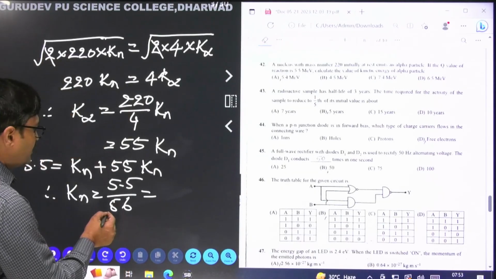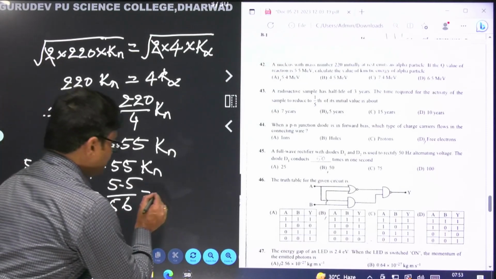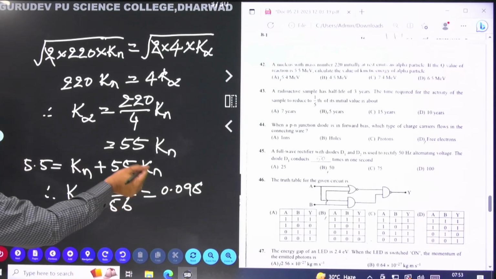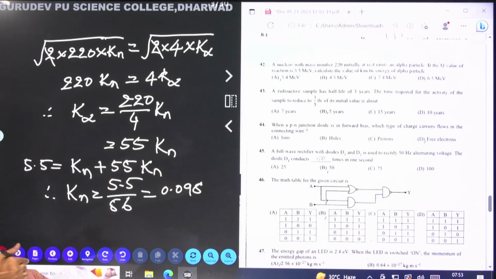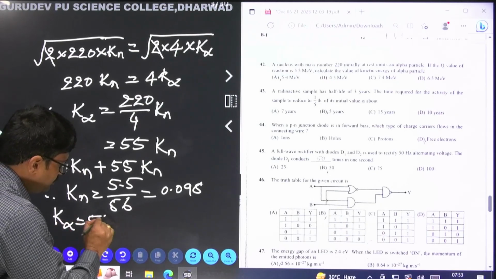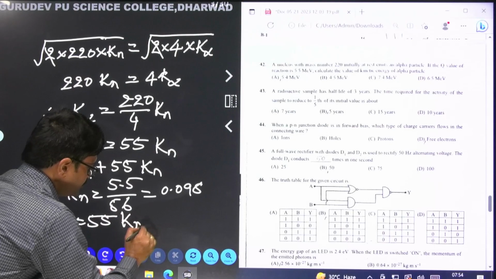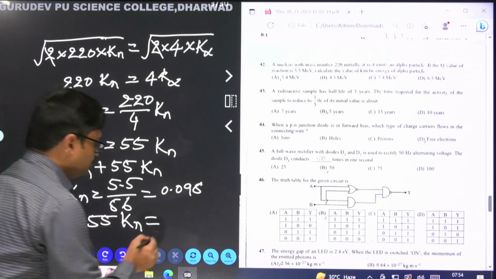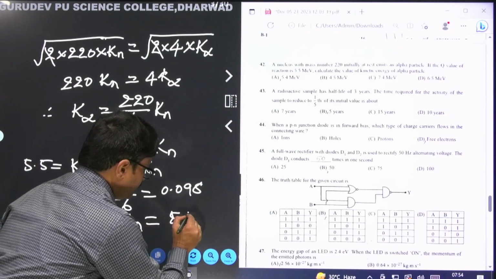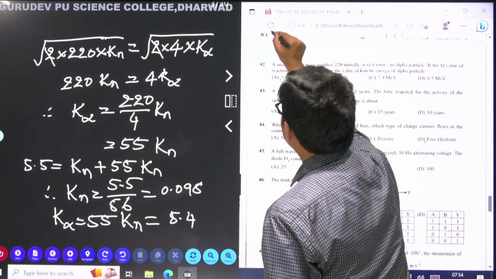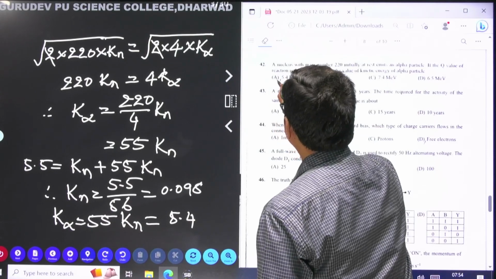That should be somewhere about 0.098. Okay, 0.098. So now this value I'll make use of and find the value of K alpha. We know that K alpha is 55 times of Kn. So if you put this here, then 55 into 0.098 should work out to be approximately 5.4. So in this question, our answer is 5.4.